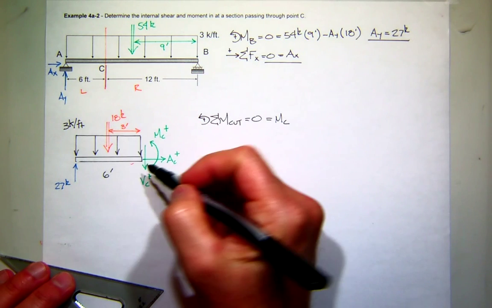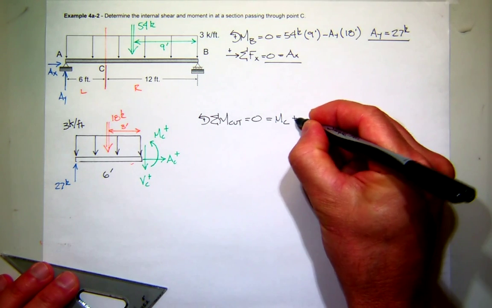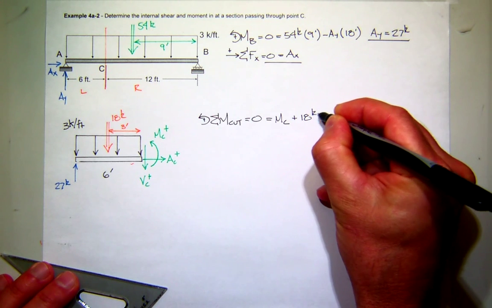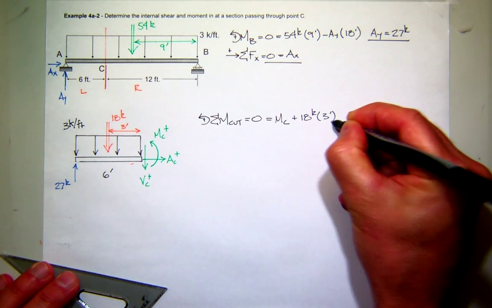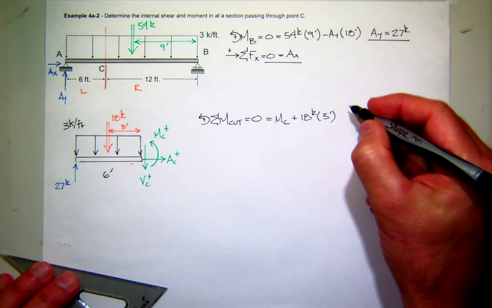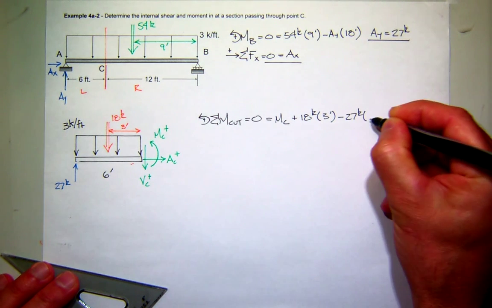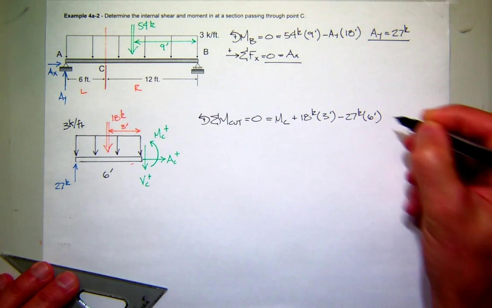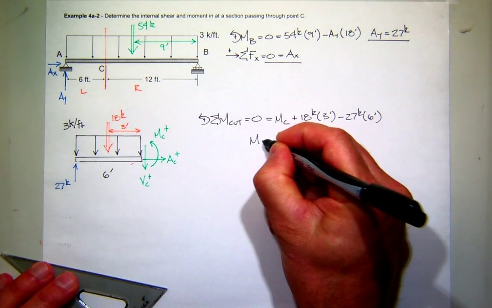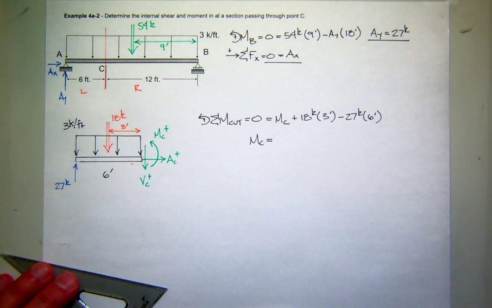And that force creates positive or negative moment about the cut. Positive. So there's my 18 kip force times 3 feet. And then I have the reaction, 27, that creates positive or negative? Negative. So I have 27 kips times 6 feet. So from that, I should be able to solve the moment. It looks like it's going to be positive.